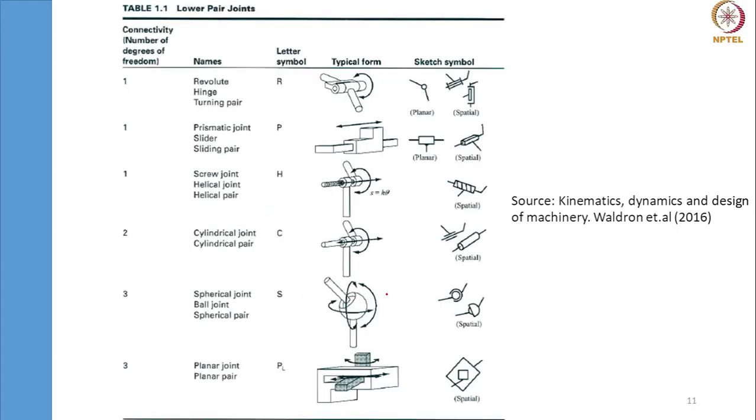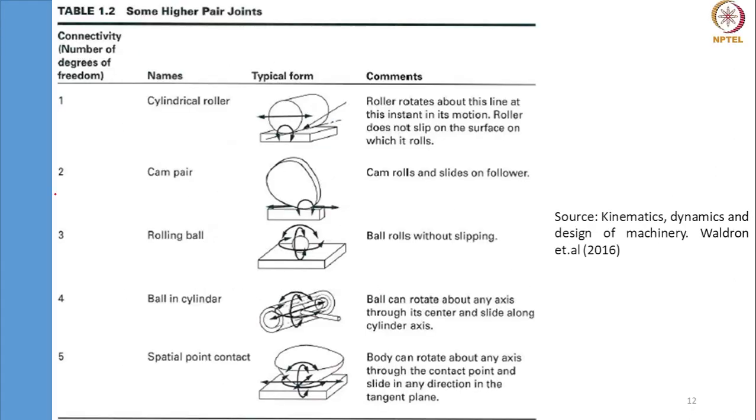Okay, you have a cam and follower connection. So what is the degree of freedom? For a cam pair which slides on a follower, it has 2 degrees of freedom. I'll show you one more, that was your question, right?